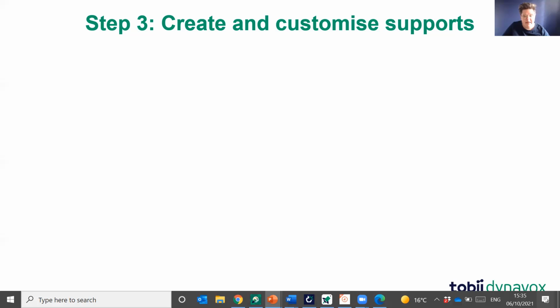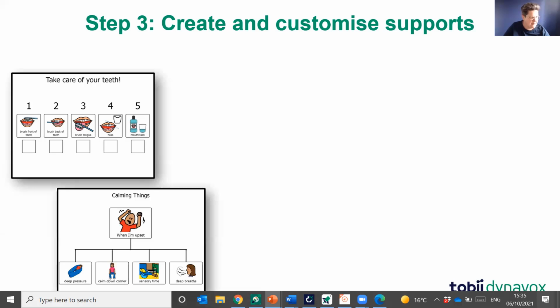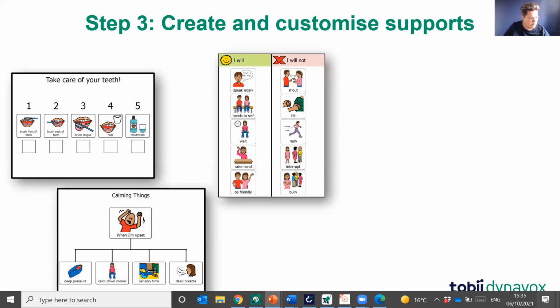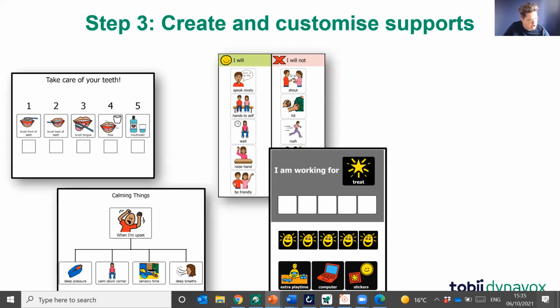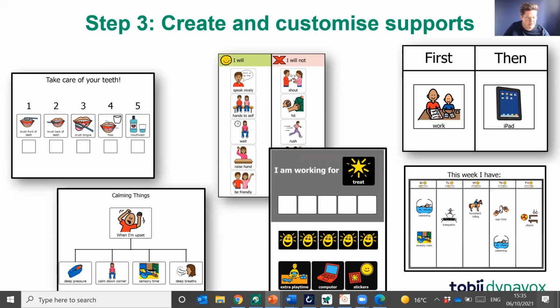So the next step is creating and customizing those supports. We looked at lots of different types of supports that we could create, such as sequencing, choice boards, behavior charts, reward charts, first and then, and things like visual schedules. We looked at the different skills that we learned yesterday.